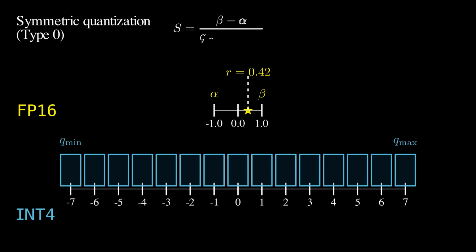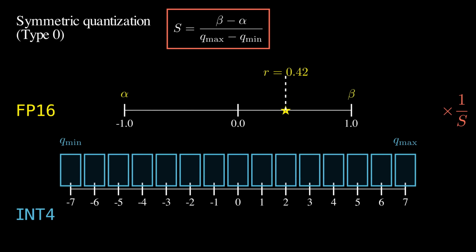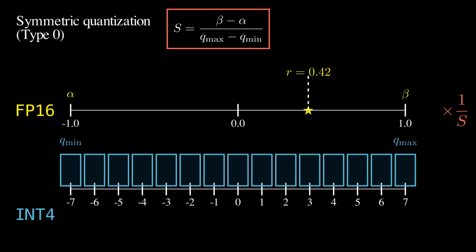The first step is to compute the scale s, which is the ratio between the width of the floating point interval and the width of the integer interval. In other words, the scale measures how wide one space is compared to the other. If we stretch the real interval by 1 over s, the two spaces align, and we can now assign r to its nearest bin. This is exactly how type 0 quants work. In the checkpoint, each weight is stored as a quantized integer along with a floating point scale.